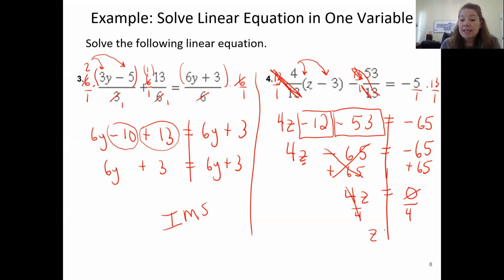And z is equal to 0 divided by 4. If you're not sure, put it in your calculator. 0 divided by 4 is 0, which is a real answer. So there's only one solution, and that solution is 0. And if you're not sure if it works, then plug it in. So plug in a 0 here, and then multiply 4 over 13 times -3 minus 53 over 13, and it will equal -5.